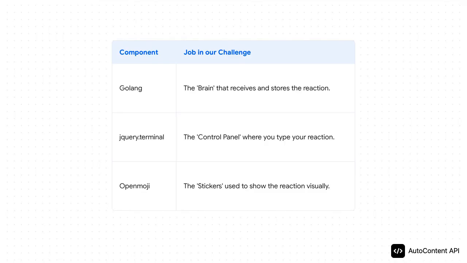We have a perfect division of labor. Golang is the brain doing the thinking. jQuery.terminal is the control panel for interaction, and OpenMoji provides the visual stickers. See how each tool has one very specific, very important job.